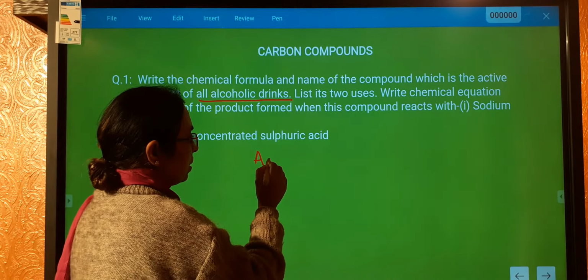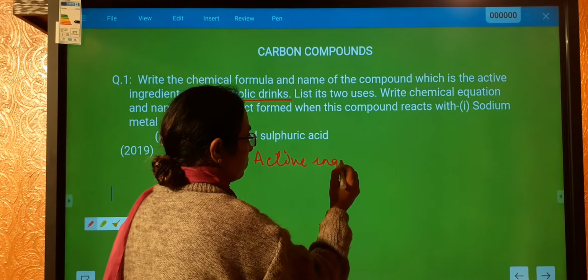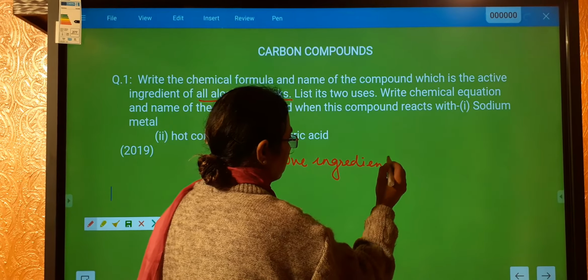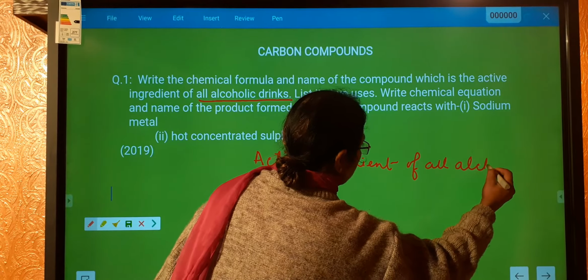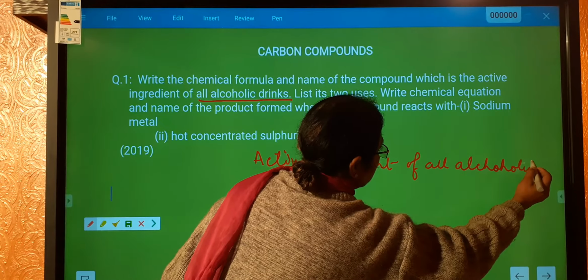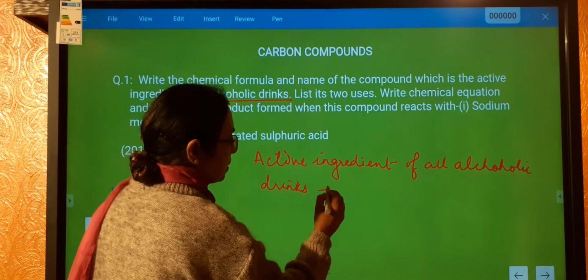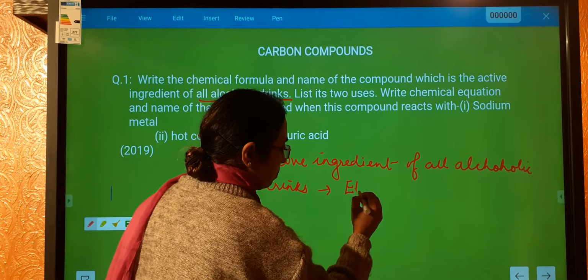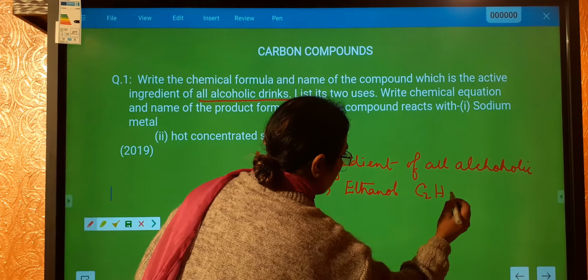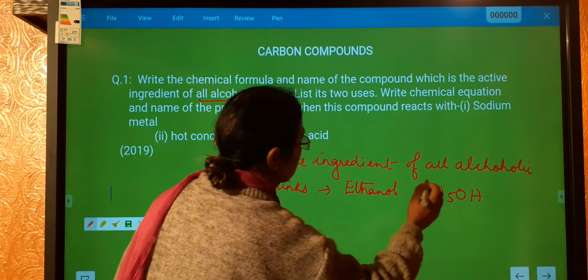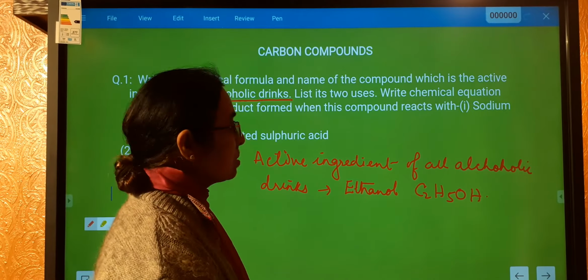So the active ingredient of all alcoholic drinks is ethanol, that is C2H5OH. This is a very important question and you will see that this has been repeated continuously for many years.